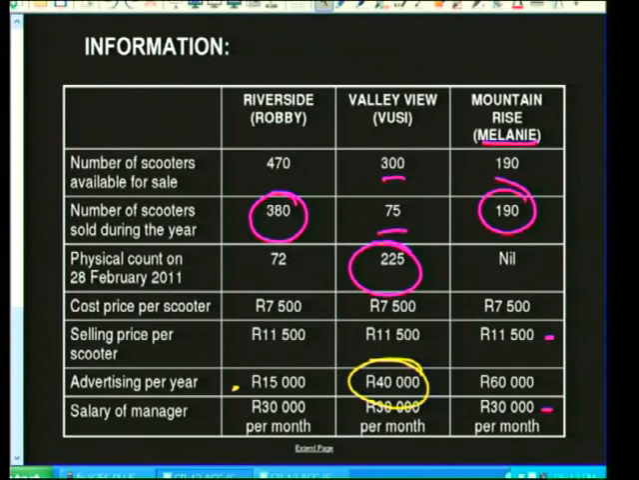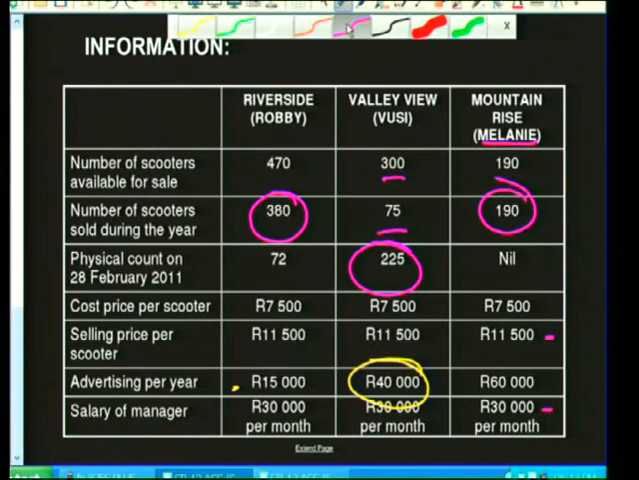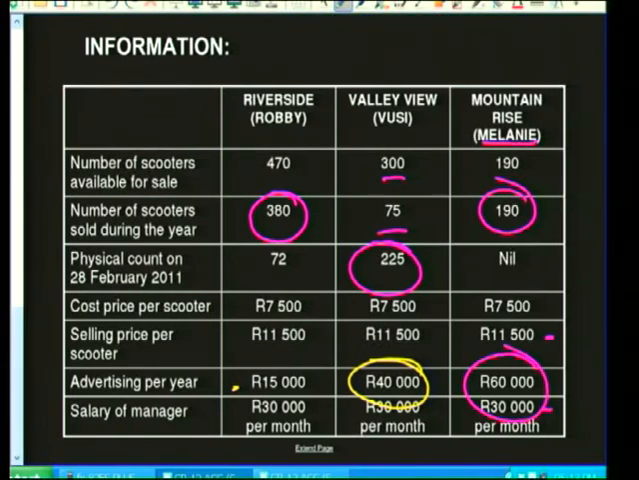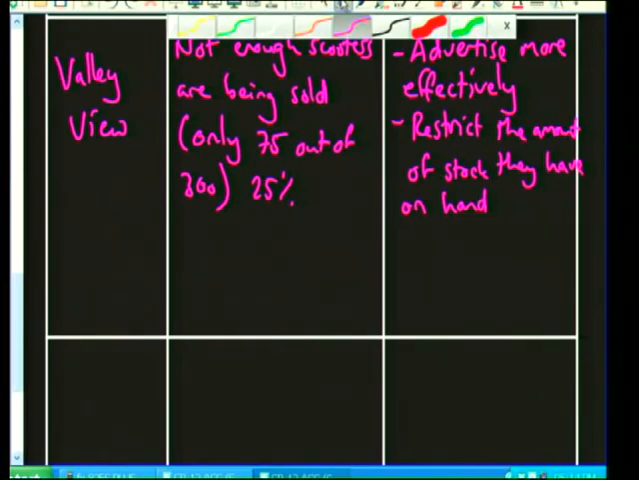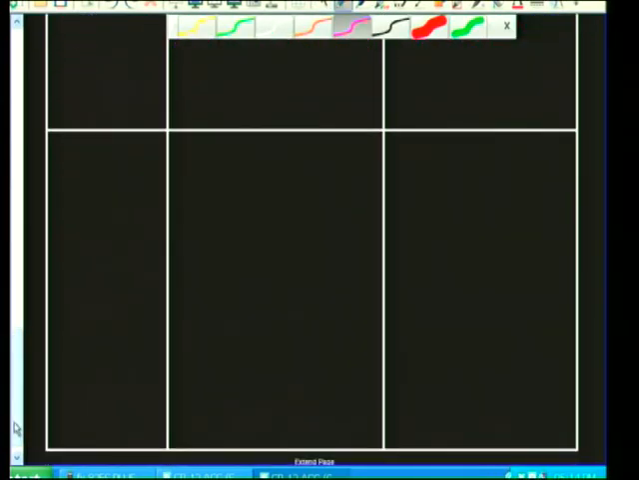Right, let's look at the very last one. The last one is the Mountain Rise item. And what we can say here is that Melanie has spent the most on advertising. There's the answer. She spent 60,000 Rand on advertising. But she has not even sold half the scooters, well, she's just sold half the scooters that Robbie is selling. So one of the challenges facing Melanie is that she needs to have better advertising techniques as well. So what we should do here is we could write something along the lines of the advertising strategy. Let me just write this here.